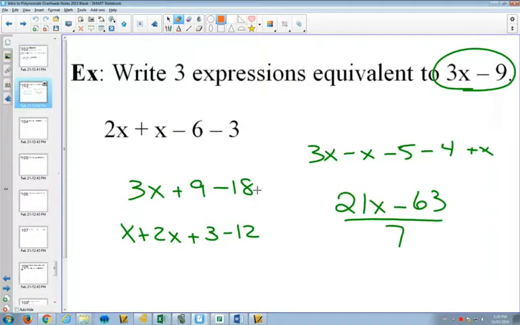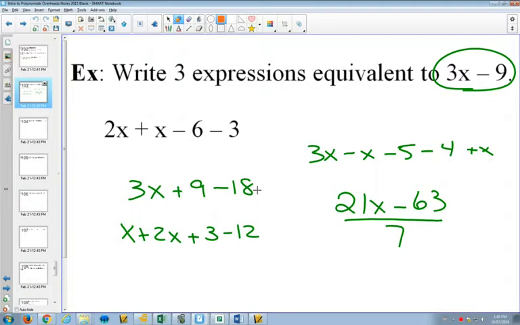So we did this last time, but here it is again. If we wanted to write three expressions equivalent to 3x minus 9, I think we ended up writing even more. All we have to do is think of things that when they simplify, they end up with 3x minus 9. So one of them, we did 2x plus x, because that made 3x. And minus 6 minus 3 makes minus 9, so that would be an equivalent expression. The 3x plus 9 minus 18, the 9 minus 18 is negative 9. And so when those like terms are together, it matches up with 3x minus 9.